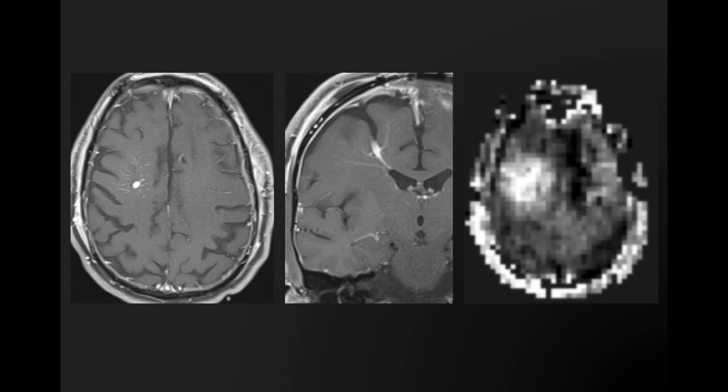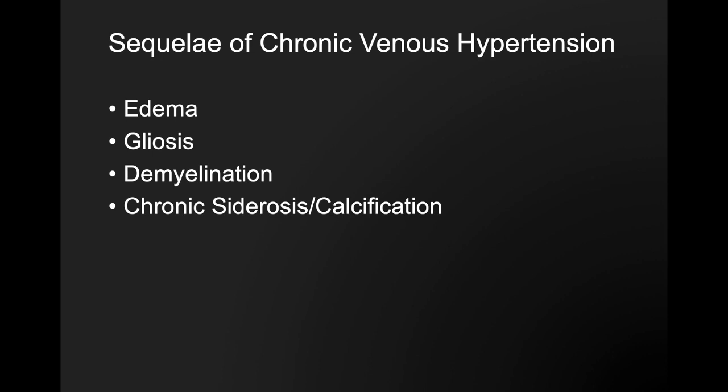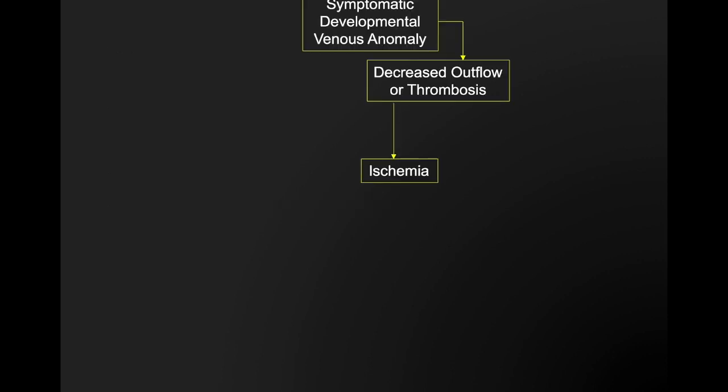Here's another example of a case with ASL, actually, where you can see the perfusion deficit right here relates to the presence of this large developmental venous anomaly. So what are the sequelae of chronic venous hypertension that can happen in the territory of the DVAs? Well, first you can get edema, you can get gliosis, you can get demyelination, you can get chronic siderosis, calcification.